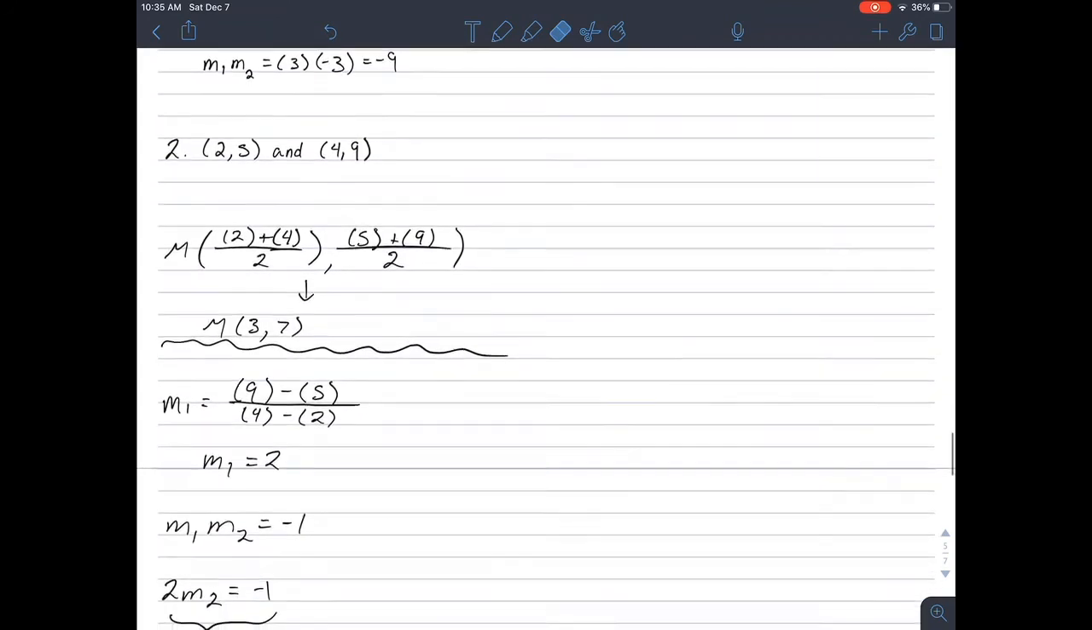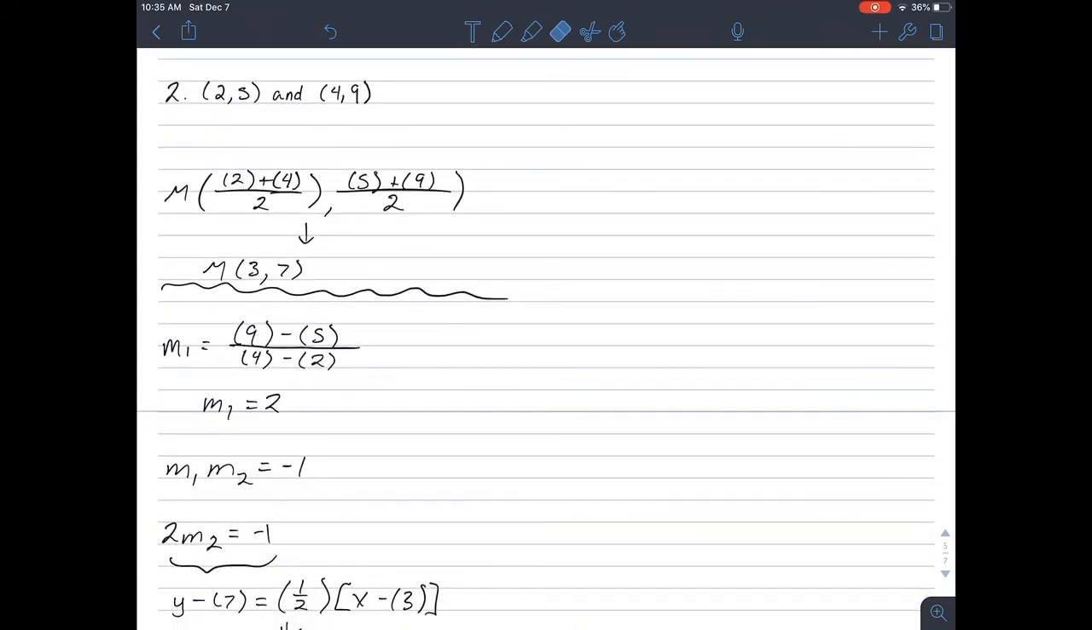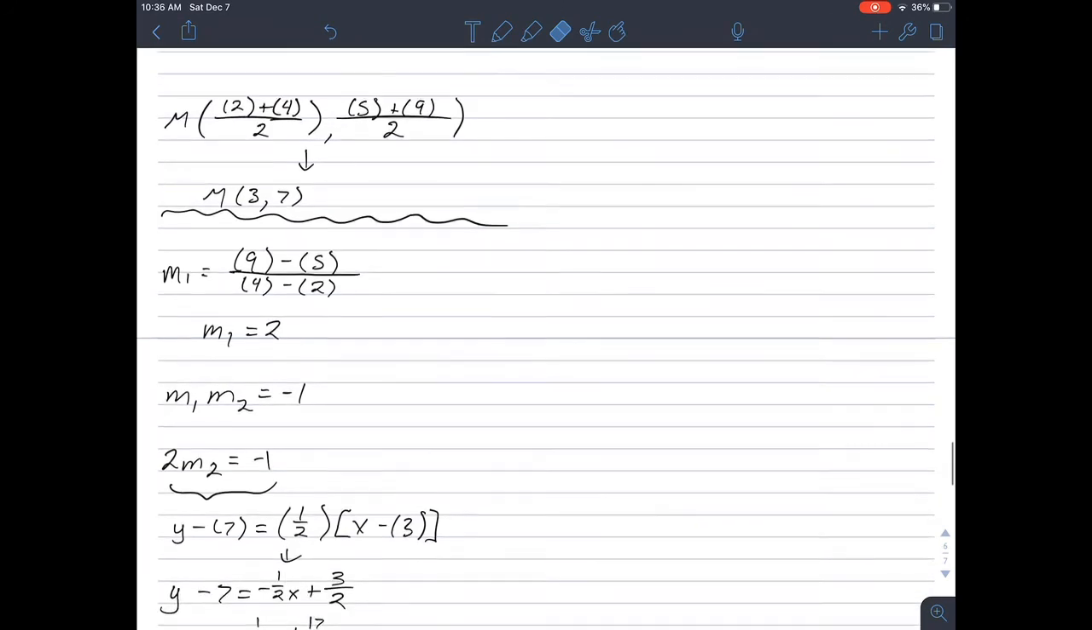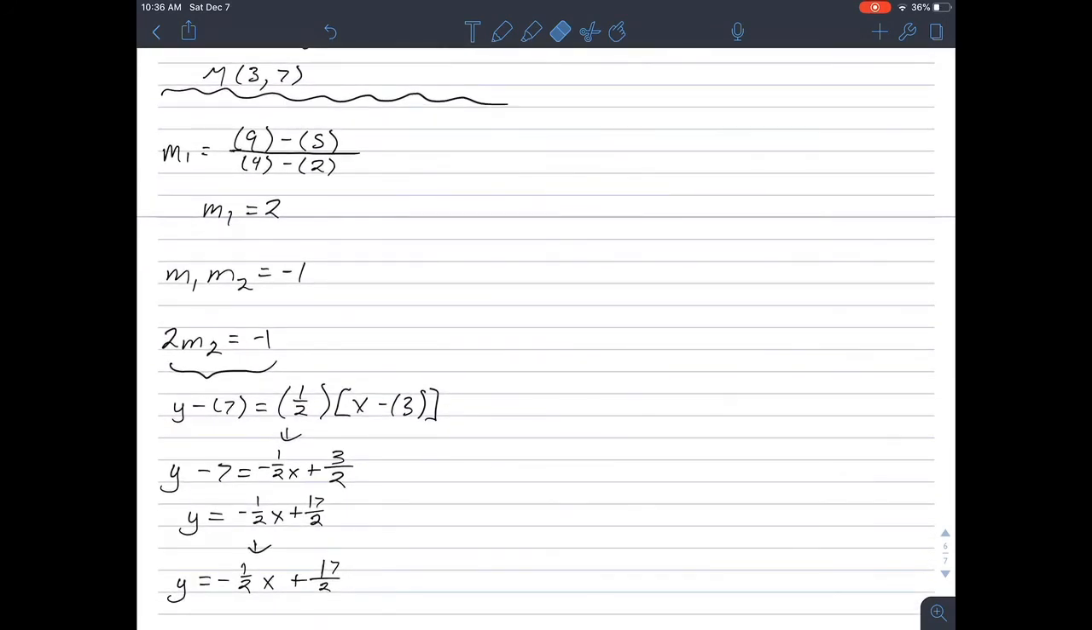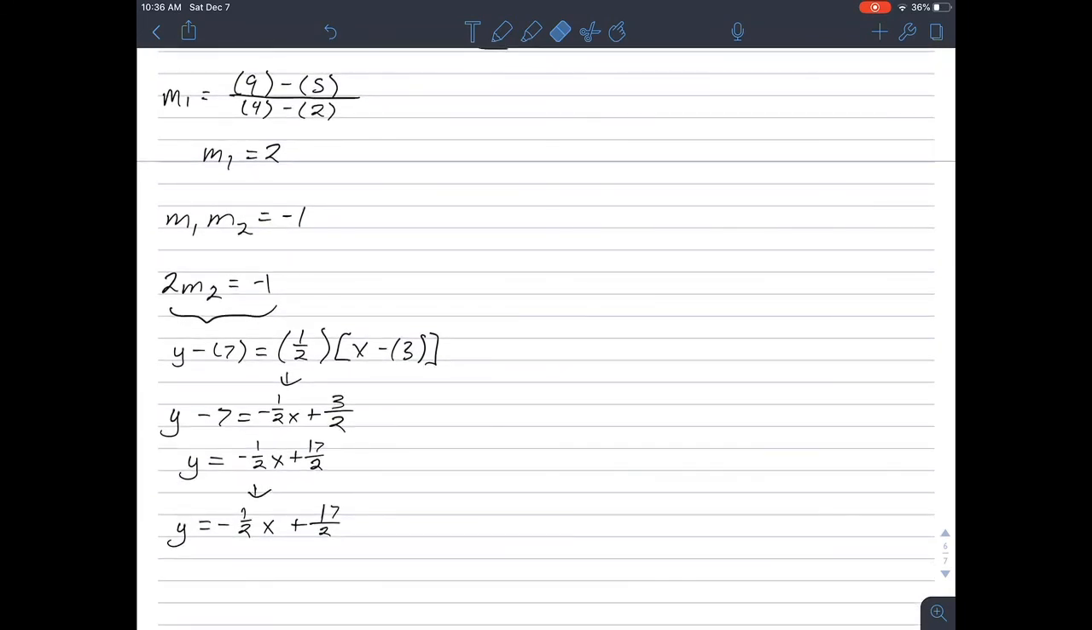In number 2, we see that we have 2 and 5 and 4 and 9. The slope m equals 9 minus 5 over 4 minus 2. m1 equals 2. So m1 times m2 equals negative 1. So m2 equals negative 1 over 2.